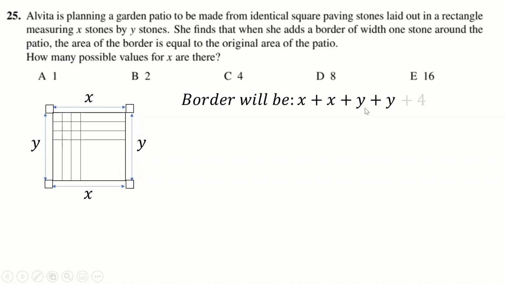So the border will be this plus four. And that's, of course, 2y plus 2x plus 4. And that's got to equal the number of tiles in the original thing, right? The area of it. So original area. So that's going to be x times y. So that must equal xy. So now we're going to be looking for integer solutions, of course, integers because it's number of tiles, to this equation. Now, there's a few ways to do this, again, including trial and error.